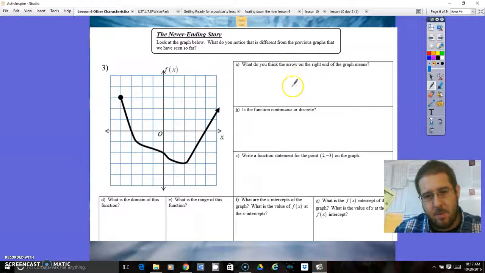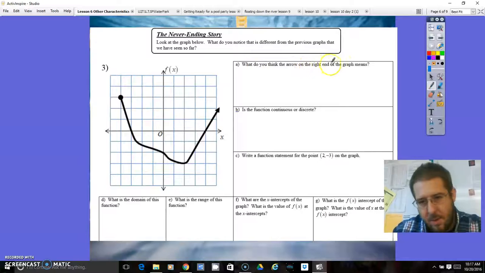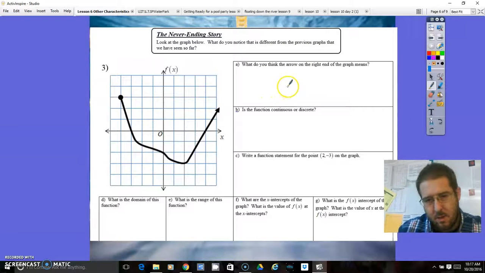What do you think the arrow on the right on the end of the graph means? It means that this graph is going forever. The never-ending story. Oh, it's never-ending because it goes on forever. Look at the graph below. What do you notice about the difference from the previous graphs that we have seen so far? What do you think about the arrow? It means that the graph is going to infinitely go to the right.